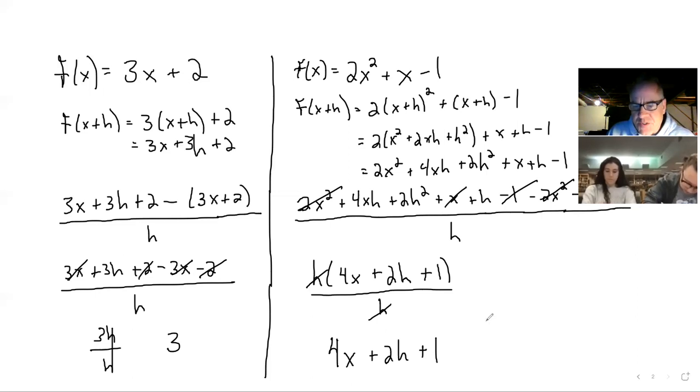So taking that just a step further, looking at if we were working a calculus problem, if you let h be 0 now, you would be left with 4x plus 1. And notationally, the first derivative of this function is 4x plus 1.